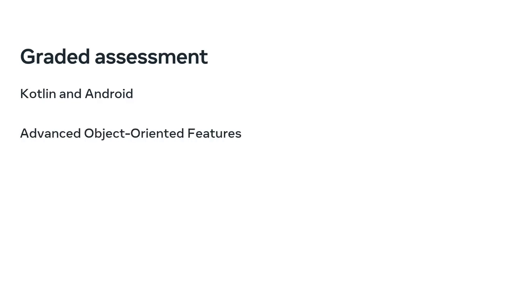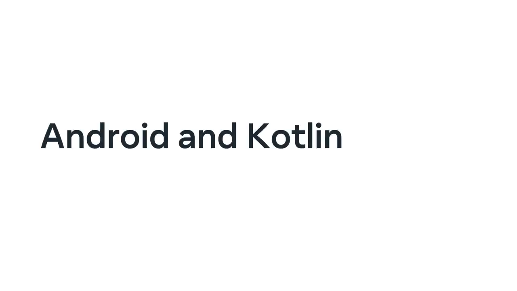The end-of-course graded assessment is a development project where you will get a chance to apply what you've learned. This includes integrating Kotlin and Android, using advanced object-oriented features, and implementing functional programming. But before you embark on the final assessment, let's reflect on the key learning milestones you've reached. You began this course with an examination of Android and Kotlin in the real world, and you covered the steps to set up an Android project in Kotlin.